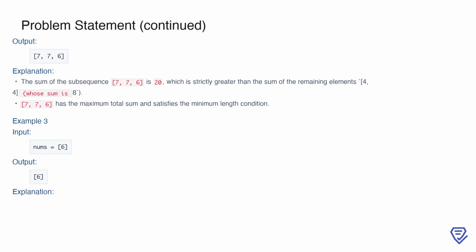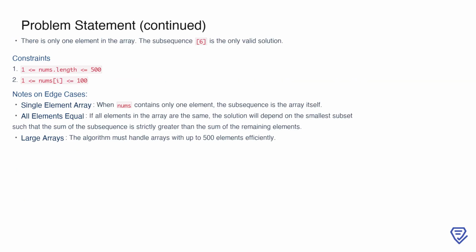Another case to consider is when the input is nums equals 6. Since the array contains only one element, the only valid subsequence is 6 itself. When the input array contains only one element, as in the case of nums equals 6, the subsequence 6 is the only possible and valid solution since it already fulfills the condition of having a sum greater than the sum of the remaining elements, which is 0.